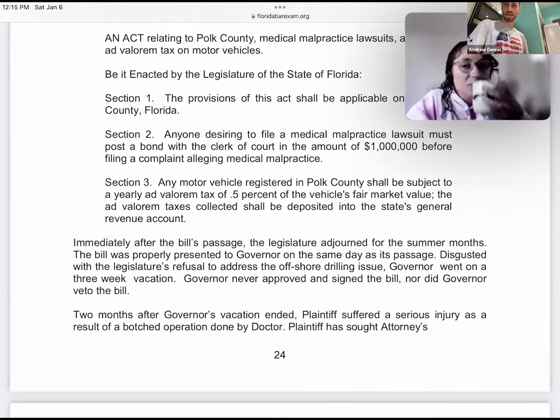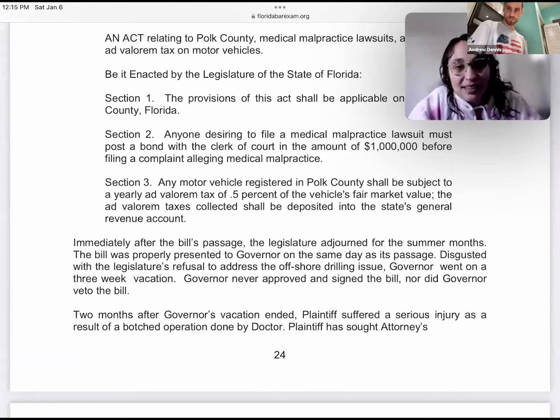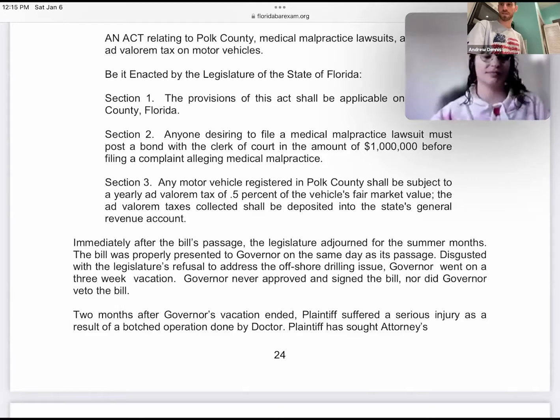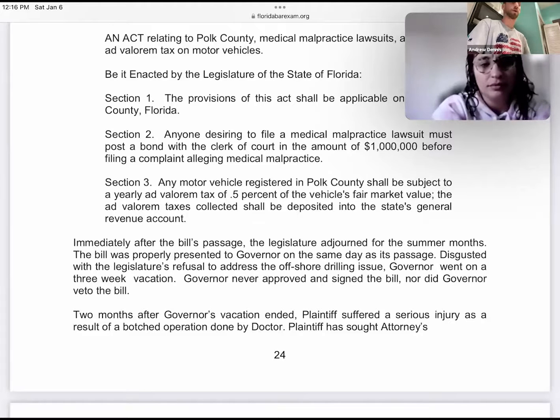Immediately after the bill's passage, the legislature adjourned for the summer months. As presented to the governor the same day as passage, disgusted, he went on a 3-week vacation. He never approved and signed the bill, nor did the governor veto the bill. The exact same thing. It's interesting that we happen to do back-to-back essays that were similar. Same thing about there being no pocket veto. They're asking, did it ever become a law? It seems like it became a law because he never vetoed it, and he had 7 days to do it, and this was 3 weeks later.